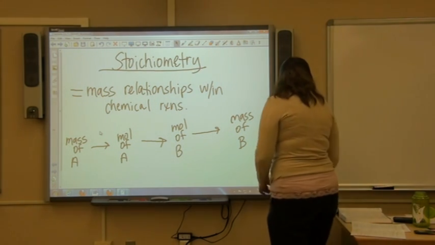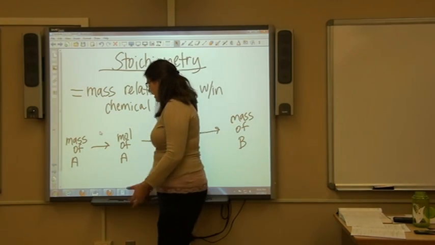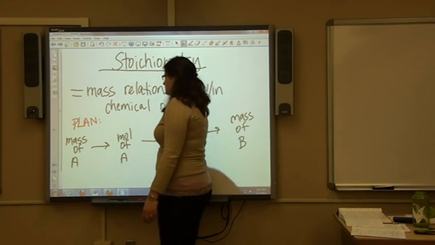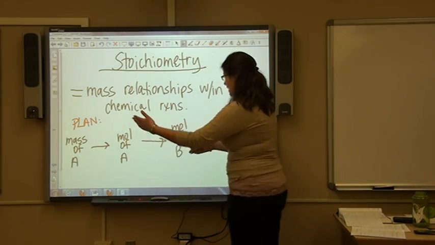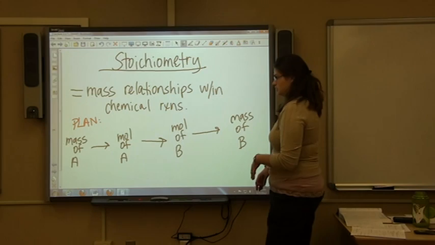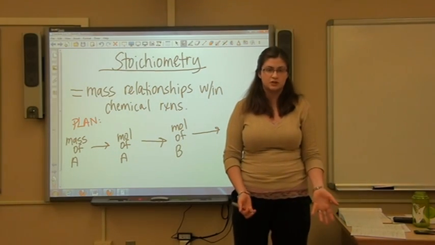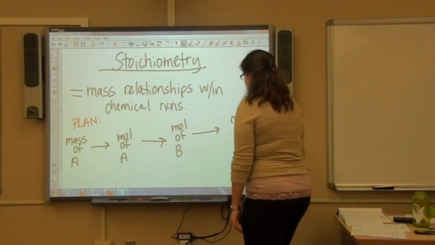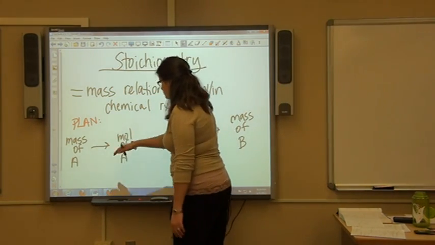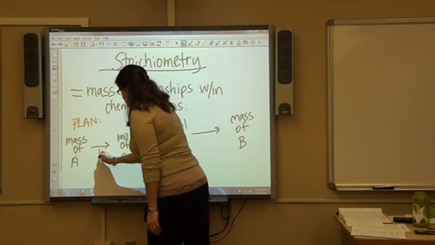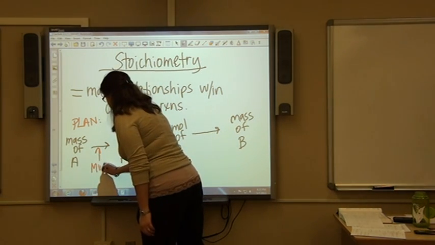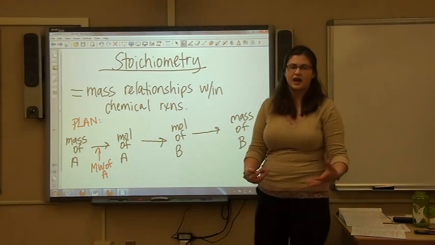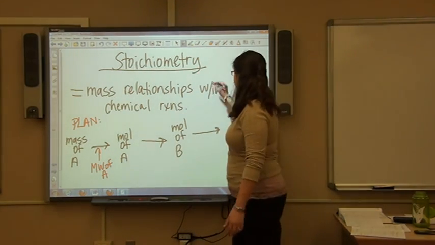So here is basically what we call the plan or the path for solving these problems. In order to go from mass of one thing to mass of another thing, you have to use your balanced chemical equation. That's why it's called stoichiometry. Okay, so to get from mass of A to the number of moles of A, here you're going to use your molecular weight of compound A. And A, I'm just saying that's any compound.